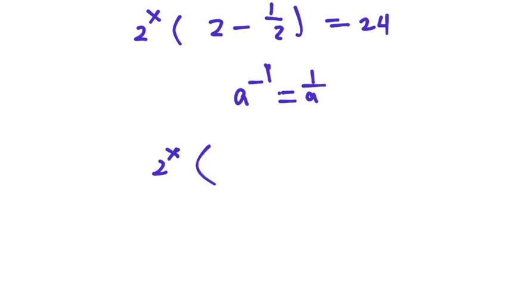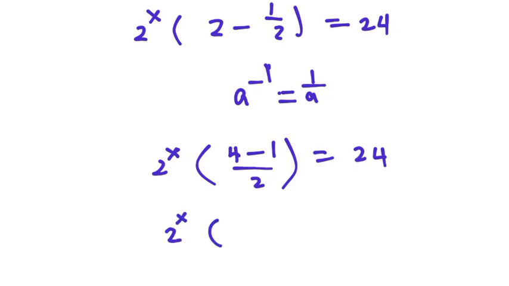Alright, so moving on, we're going to have 2 to the power of x, then 4 minus 1 over 2. You try to write this in a single fraction. So we have 2 to the power of x into bracket 4 minus 1, which is 3, then over 2, which is equal to 24.